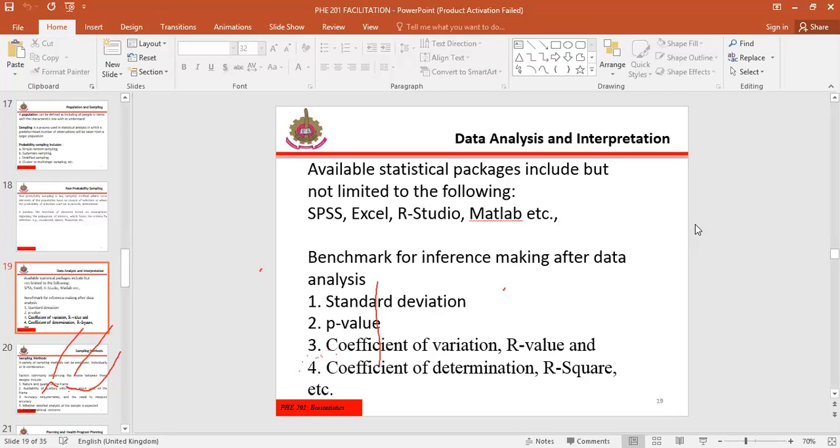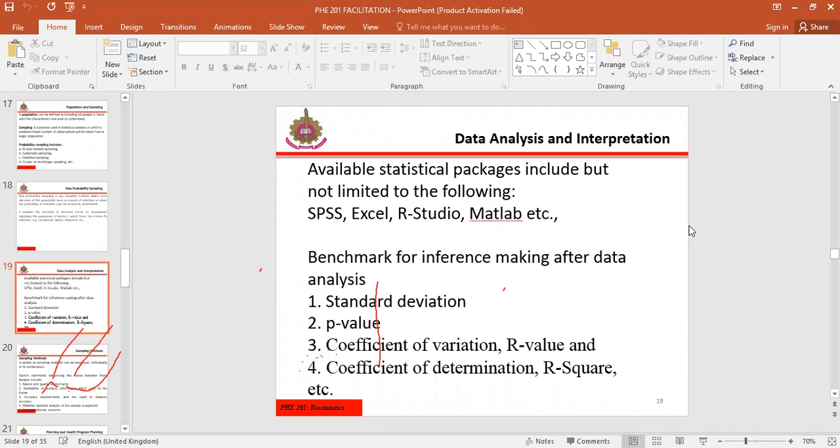And there are some available statistical packages that we have. Part of it is SPSS, which is the Statistical Package for Social Scientists. We have Excel. Most of you don't know that the Excel tool can also be used for statistical analysis. So it depends on your level of knowledge about Excel that will determine your level of exposure as regards the use of the statistical package that you have on Excel. Majority of us have it, but we don't know its uses. Another one is RStudio, another one is MATLAB, and a number of other tools that we have.